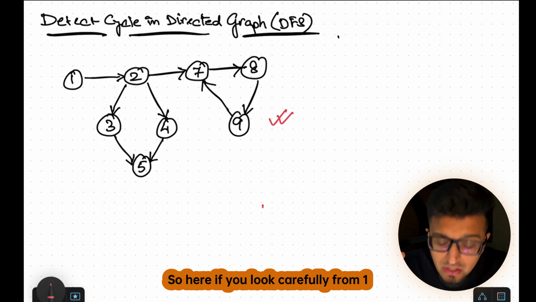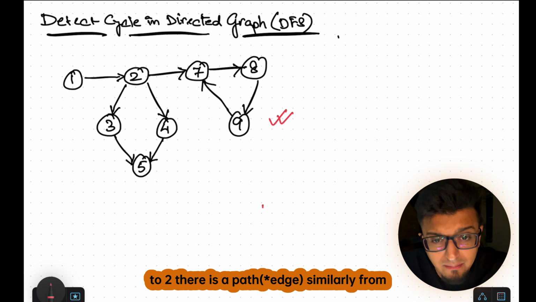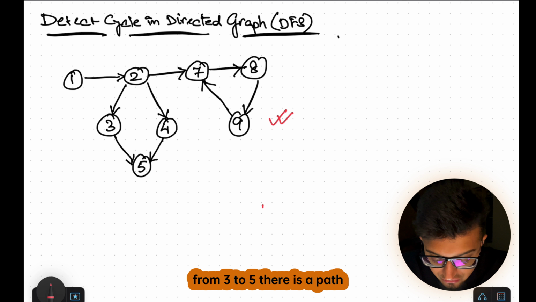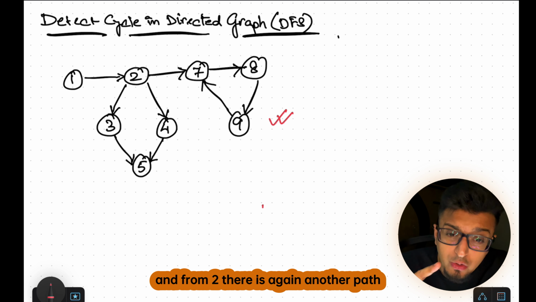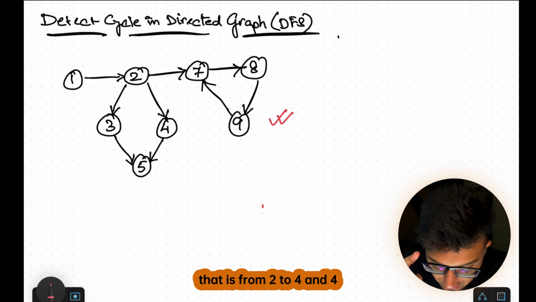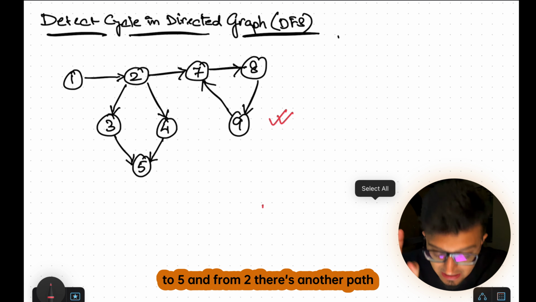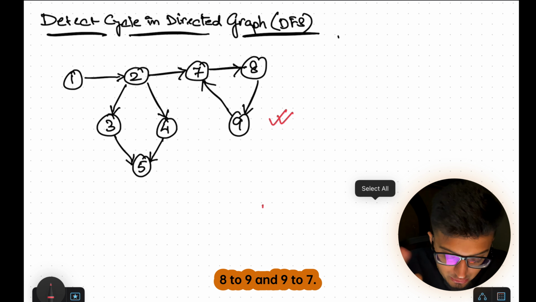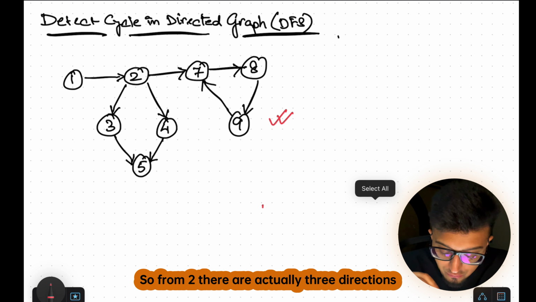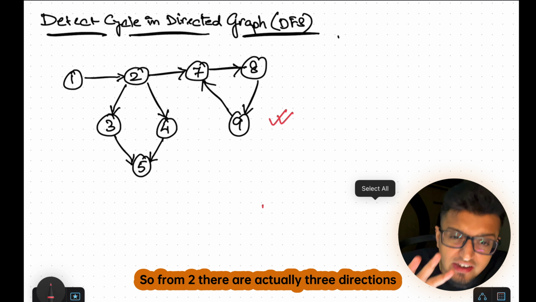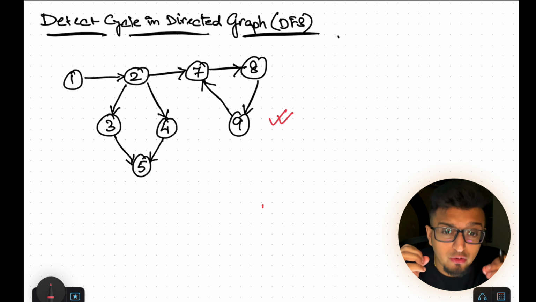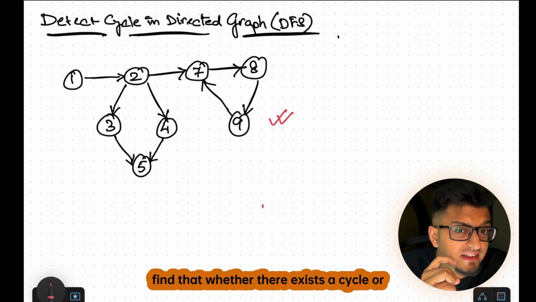Here if you look carefully, from 1 to 2 there is a path. Similarly, from 2 to 3 there is a path, and from 3 to 5 there is a path. From 2 there is another path, that is 2 to 4 and 4 to 5. And from 2 there is another path, that is 2 to 7, 7 to 8, 8 to 9, and 9 to 7. So from 2 there are actually 3 directions where we can travel. In this complete graph, we have to find whether there exists a cycle or not.